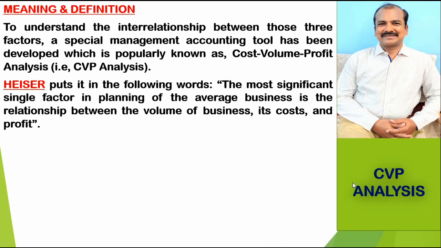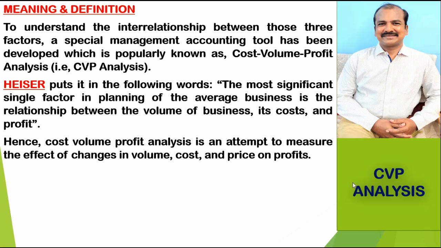There is a definition given by Heiser. He puts it in the following words: the most significant single factor in planning of the average business. So to plan an average business, what is the most significant single factor considered? It is nothing but the relationship between the volume of business, its cost, and the profit. Hence, cost volume profit analysis is an attempt to measure the effect of changes in volume, cost, and price on profits.